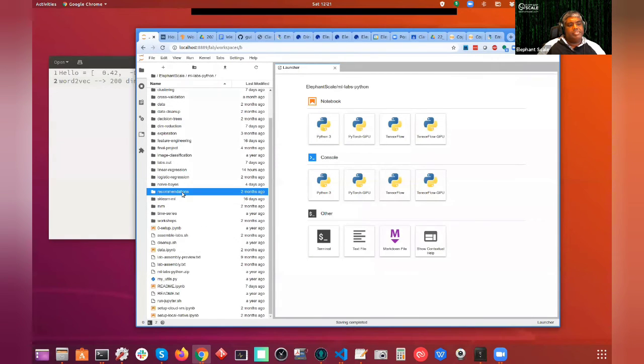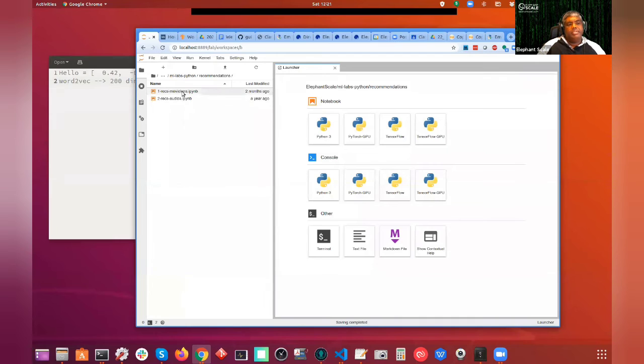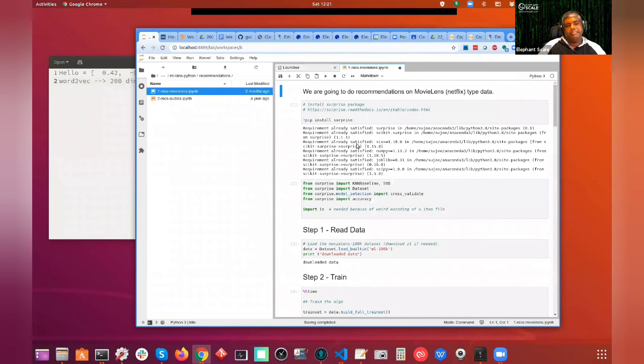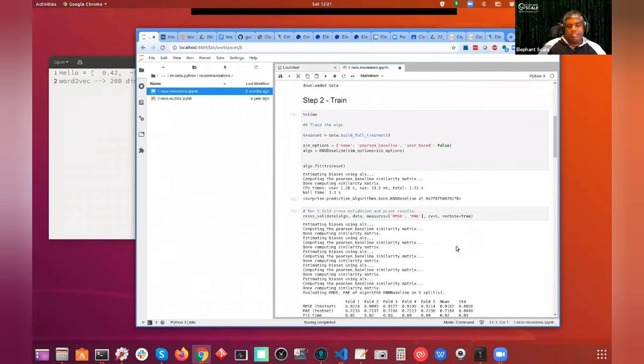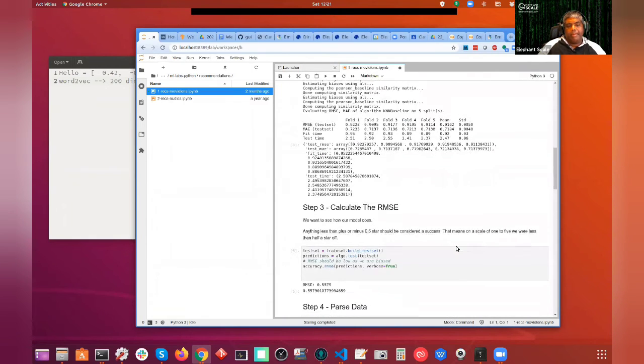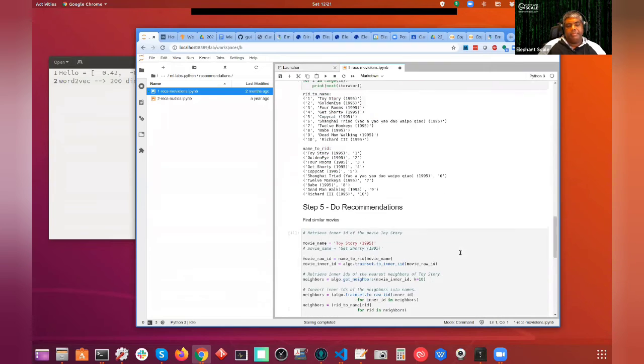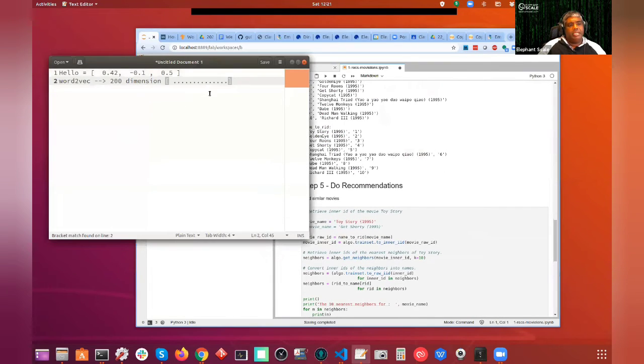So for recommendations, we have 2 labs. One of them is called MovieLens. MovieLens is basically data, as you can imagine: movies and ratings. So the data looks kind of like this. Let me show you guys the data.